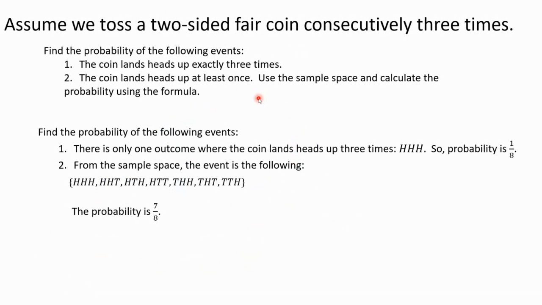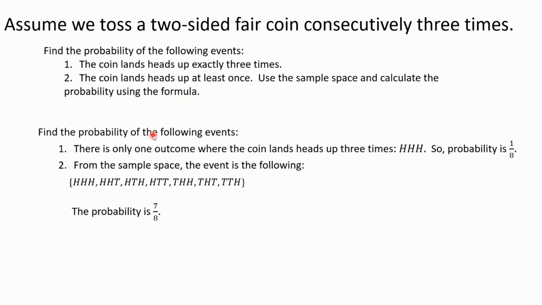Well, let's use this. Let's now find some probability. Let's find the probability that the coin lands heads up exactly 3 times. And let's also find the probability that the coin lands heads up at least once.